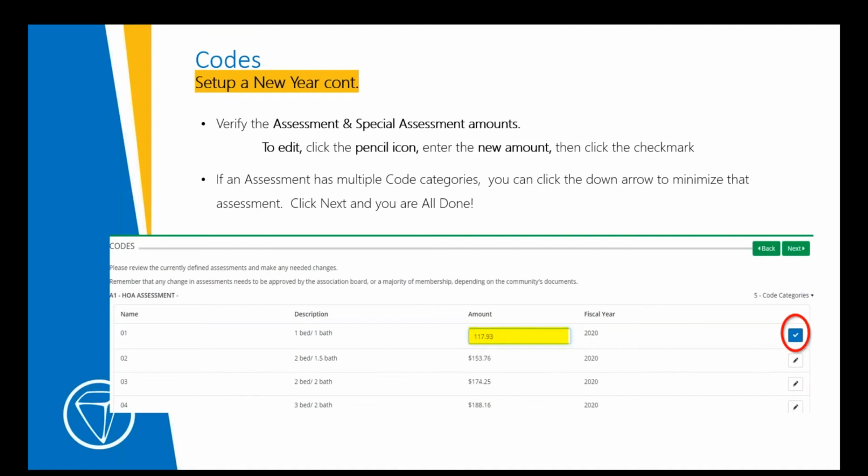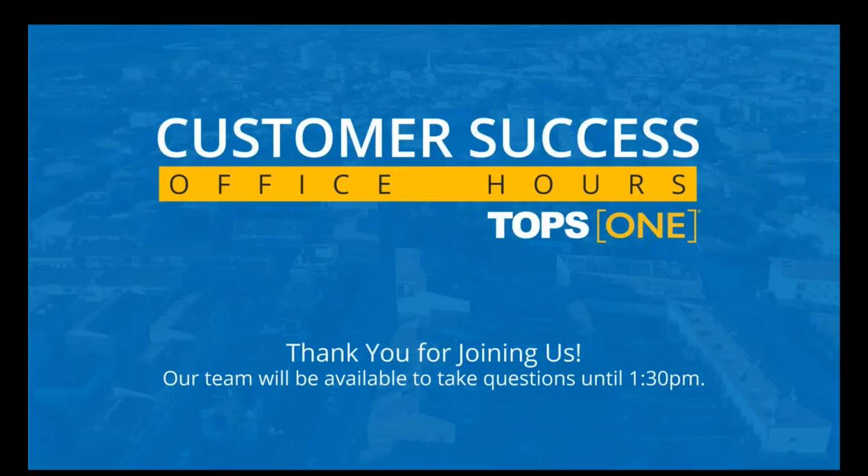Then the wizard is going to take you to your codes. And this is where you're going to verify the assessment and any special assessment amounts that you may be charging for the next year. You can edit this by clicking on the pencil icon, entering the new amount, and then clicking the check mark. And if an assessment has multiple code categories, you can click the down arrow to minimize that assessment. And once you click next, you're done. What we want to do is make sure that when you do click done, that you're going back, looking at your codes, making sure everything has changed.